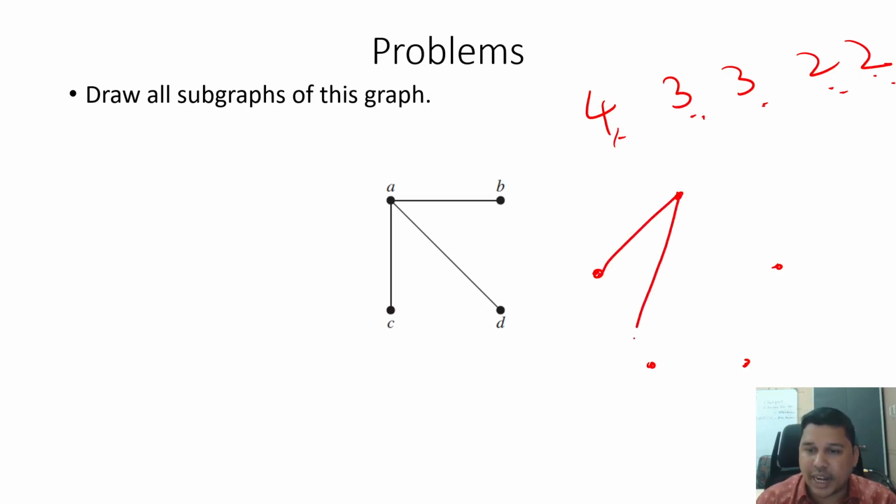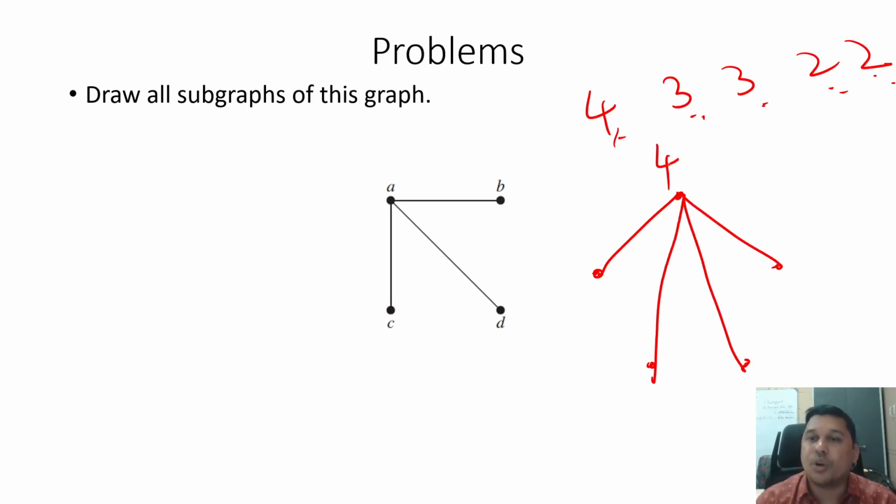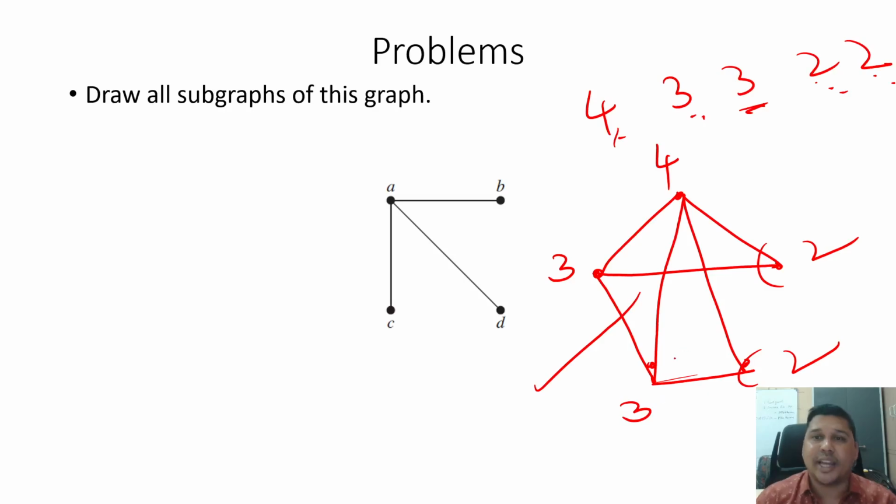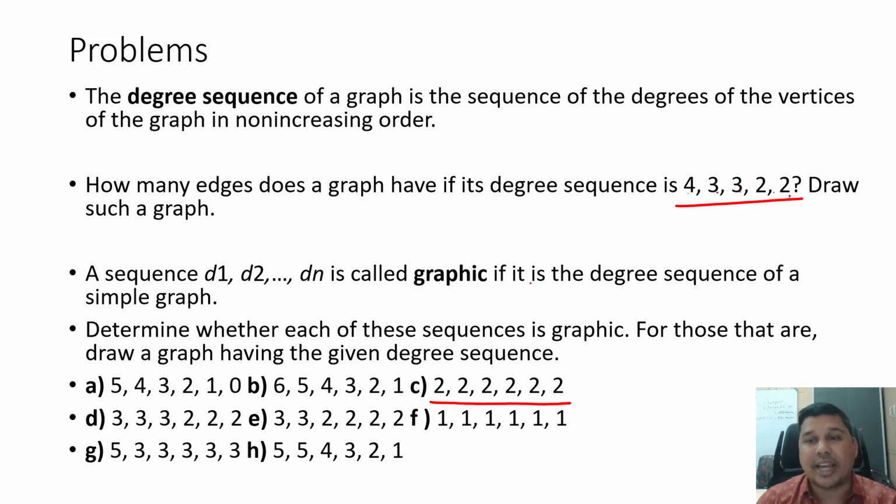4 means definitely I have to connect like this. Then this becomes 4. Next 3. Let me connect to this and let me connect to this. So this becomes 3. Next another 3. So if I connect this to this, this becomes 3. Then another 2. Yes, there is a 2. Yes, we can draw a graph. It is possible, right? So given a degree sequence, identifying whether we can draw a graph is the problem. So you can solve these remaining exercises and find out whether we can draw a graph or not.